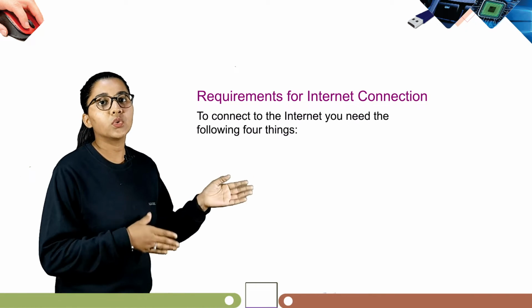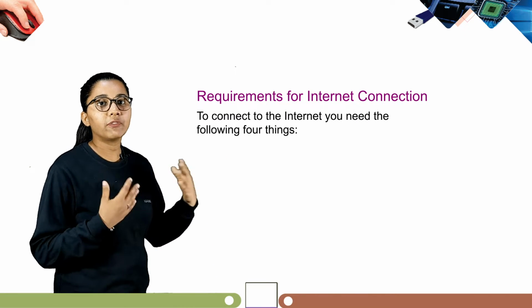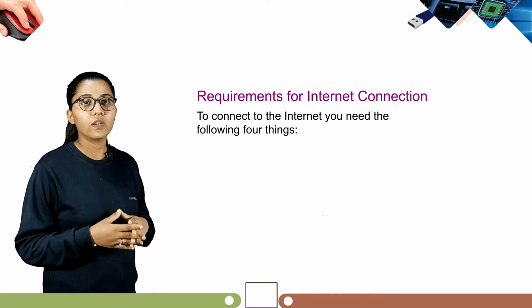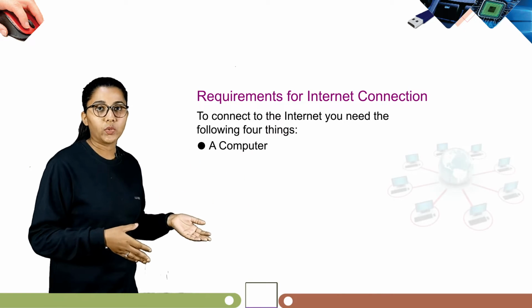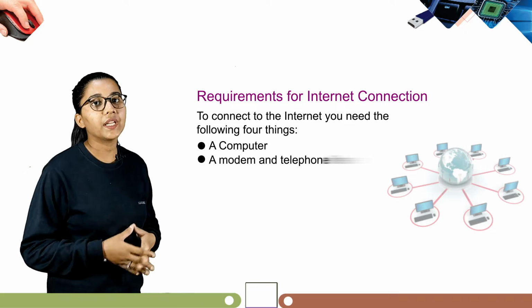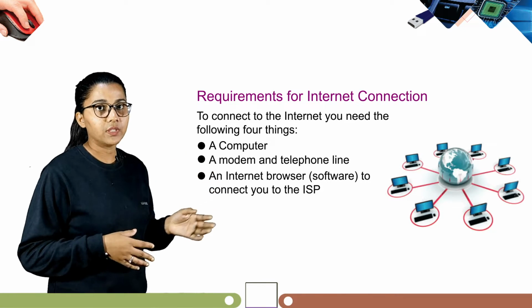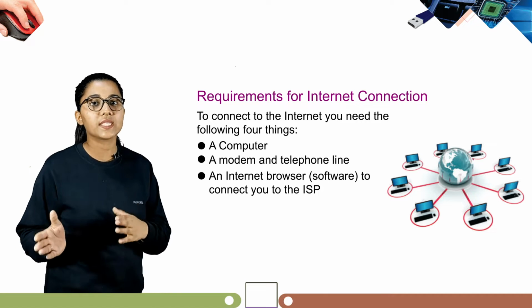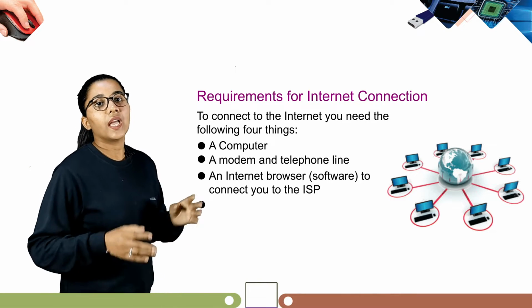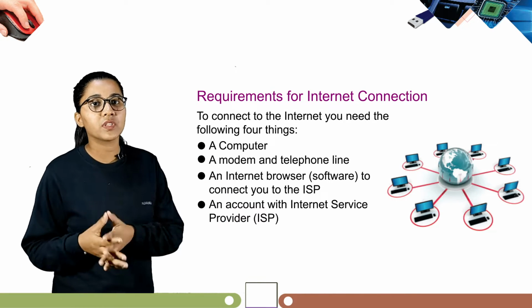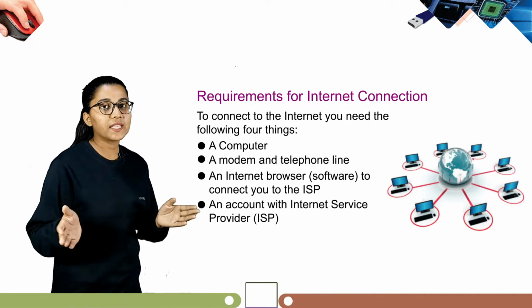To connect to the internet, you need the following 4 things. First one is a computer, a modem and telephone line, an internet browser software to connect you to the ISP. Then you need an account with internet service provider, that is ISP.